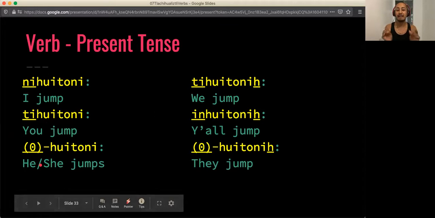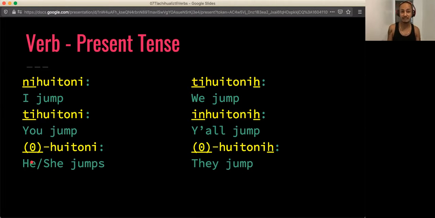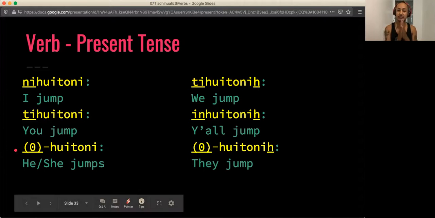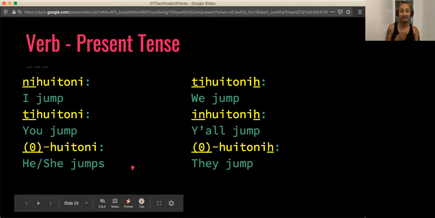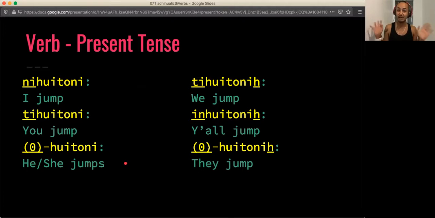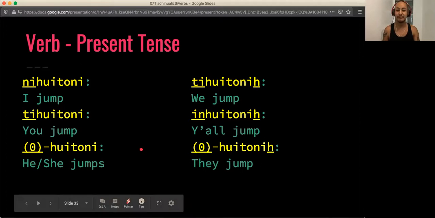So in Nahuatl, that ni, that ti, and the zero are indicating who is doing the action or who the sentence is about. Basically, those are the six prefixes that, if you don't learn anything else, you should learn, because these are the most important. You use them all the time for every verb. So you need to memorize these. If you haven't memorized them yet from the 7 classes that we already had, well, this is your time. Okay, so ni huitoni, I jump, ti huitoni, you jump, huitoni, he or she jumps. I just put the 0 here to indicate that there is no prefix.